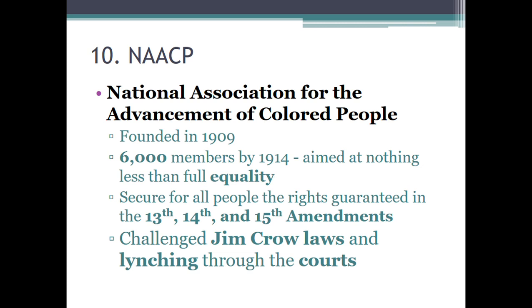What they want is for all people to have the rights that are supposed to be guaranteed in the 13th, 14th, and 15th Amendments. They want to put an end to these segregation laws, these Jim Crow laws. And they want people that are guilty of lynching, these horrific murders that go unpunished, to be punished. They push for a federal anti-lynching law. They're filing lawsuits constantly to try and challenge these things.